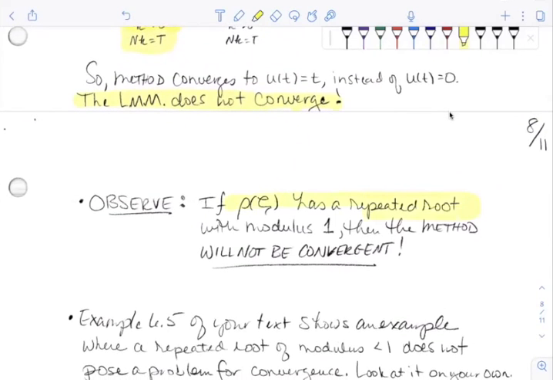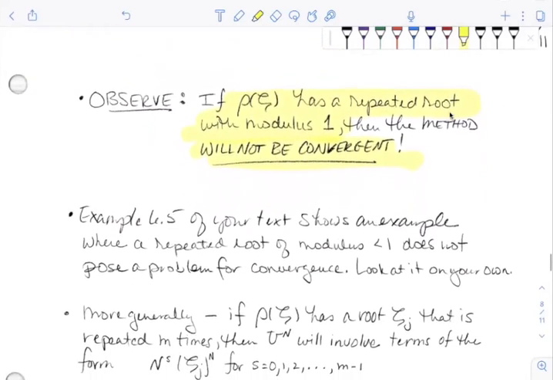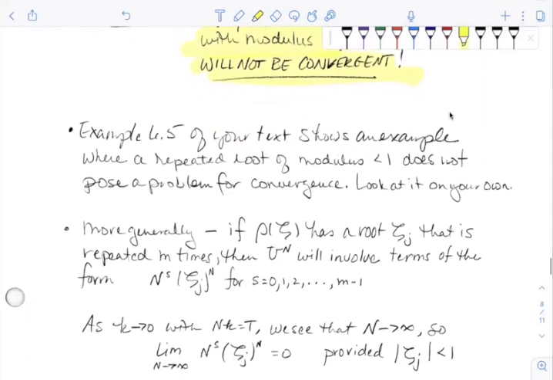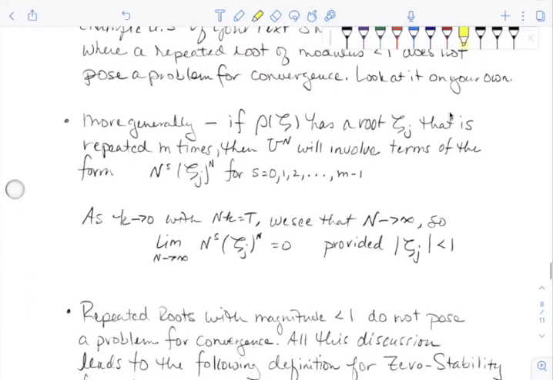We've got a repeated root with modulus 1, right? That's what happens when we have a repeated root with modulus 1. Our linear multi-step method is not going to converge. So this example illustrates that. Notice if you look at example 6.5 in your textbook, you have a nicer case where you've got a repeated root with modulus less than 1. That case is going to be a little nicer, and you're going to have convergence in that case. So I encourage you to take a look at that on your own.